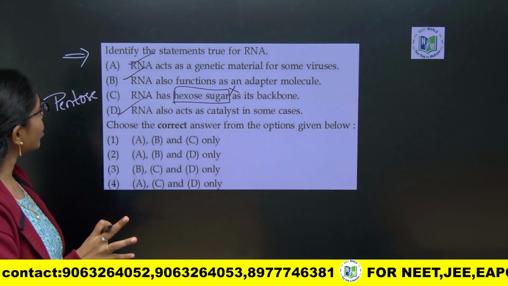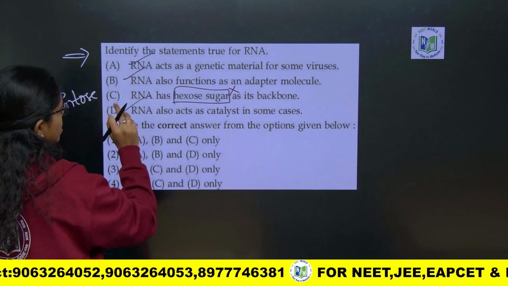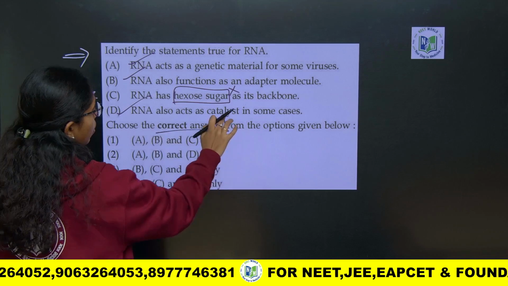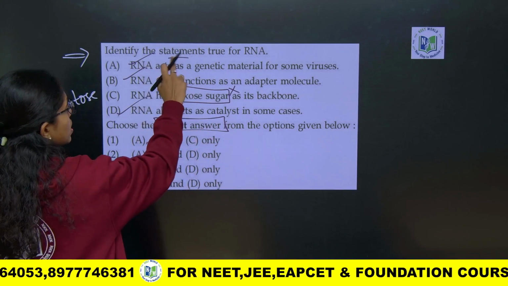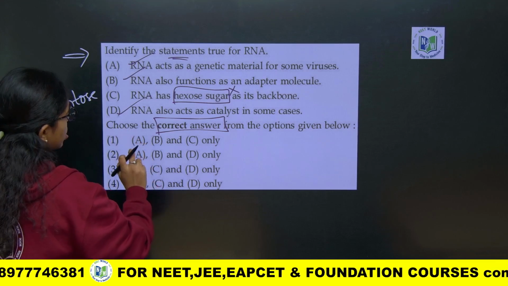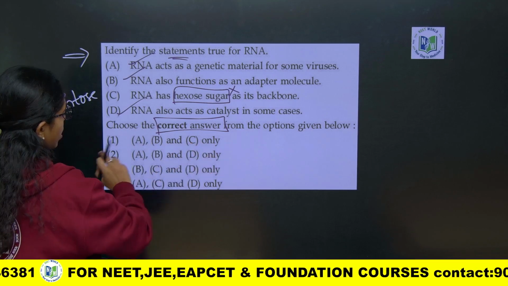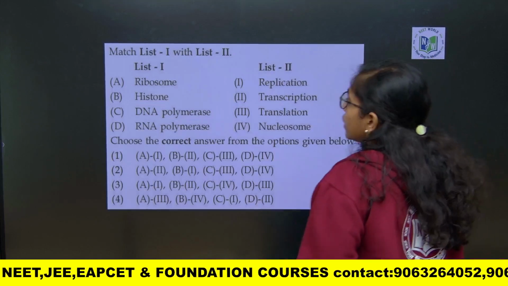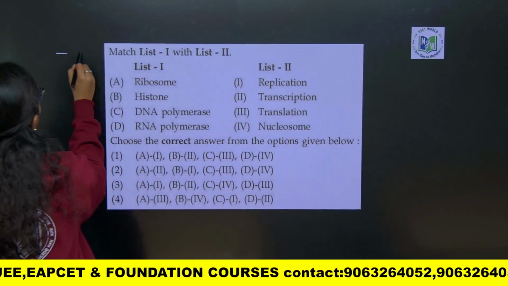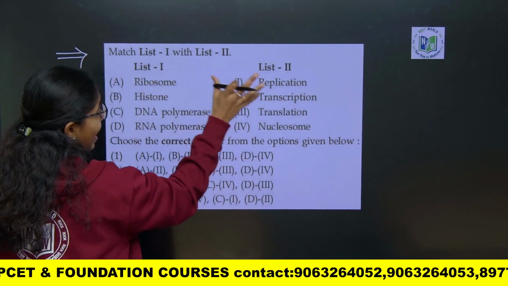So here, if you look into beta, A, B and D, these three are correct. In the question they have asked us to choose the correct answer, the true statement. So the answer is A, B and D. Option 2 will be the correct answer. Next question, if you look into beta, match list 1 and list 2.